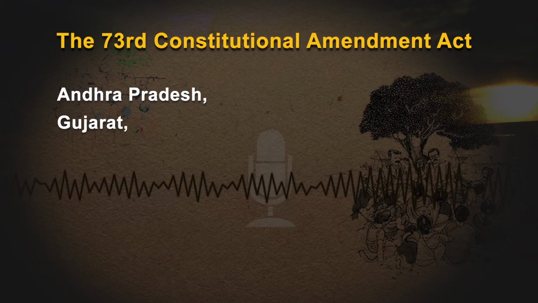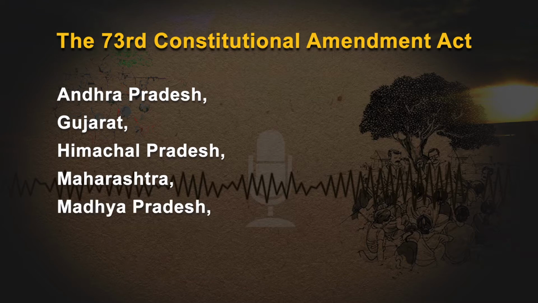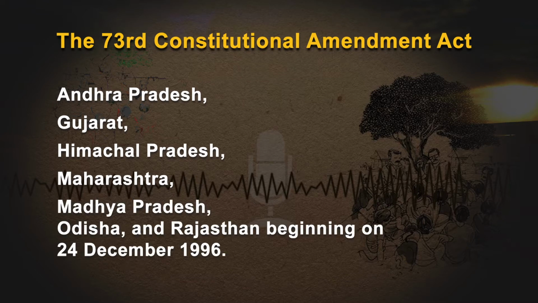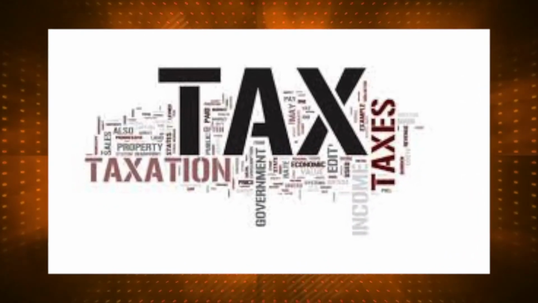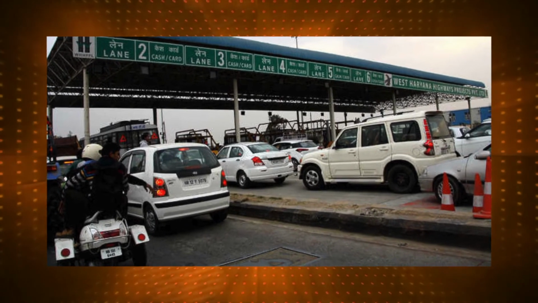This amendment was extended to panchayats in the tribal areas of 8 states, namely Andhra Pradesh, Gujarat, Himachal Pradesh, Maharashtra, Madhya Pradesh, Odisha and Rajasthan, beginning 24 December 1996. This amendment contained provision for devolution of powers and responsibilities to the panchayats, both for the preparation of economic development plans and social justice, as well as for implementation in relation to 29 subjects listed in the 11th Schedule of the Constitution, and the ability to levy and collect appropriate taxes, duties, tolls and fees.